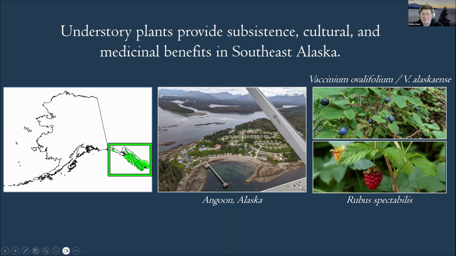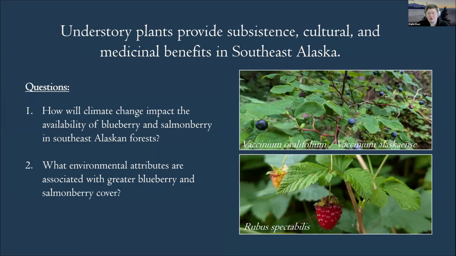So with that, the objective of this project was pretty much twofold. First, answering that question of how do we expect climate change to impact these understory shrubs? And then, are there environmental attributes associated with greater abundance of those shrubs that maybe can help guide managers if their goal is to either ensure continued access or maybe promote the performance or abundance of these species moving forward under future climate change scenarios?